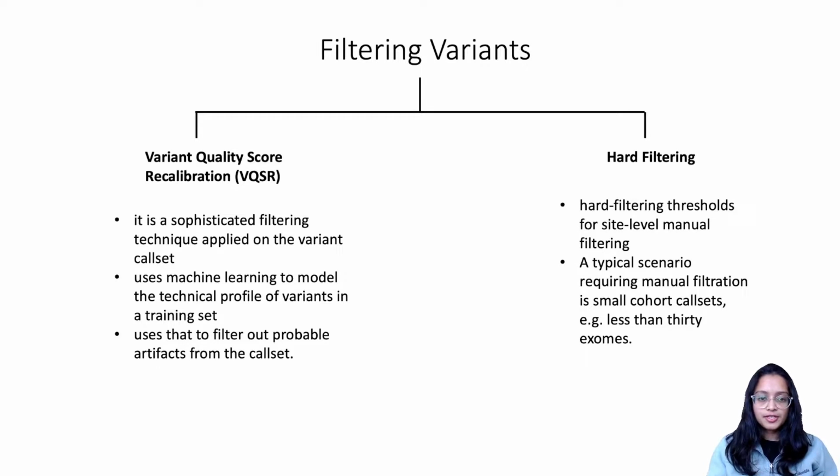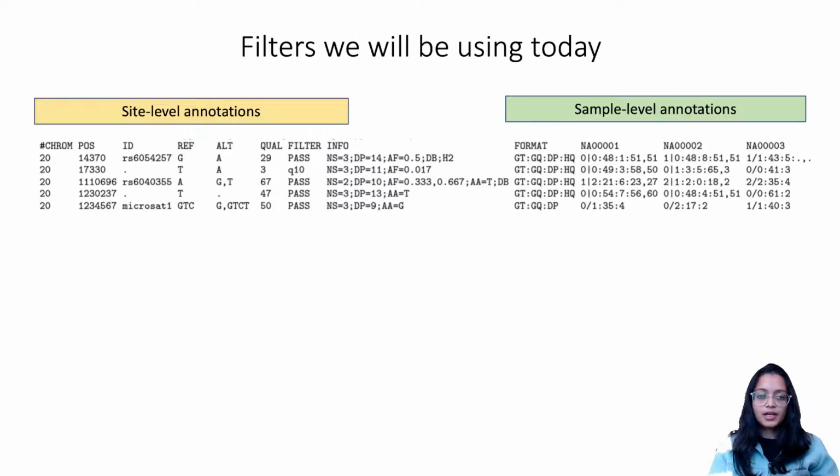For the purpose of this demonstration, since I've called variants from one individual, I'm going to use a manual, hard filtering approach, where I set thresholds for certain statistics to retain only high quality variants called from one individual. Followed by that, I'm going to annotate these variants. The filters that I will be using today will be applied at the site level as well as at the sample level.